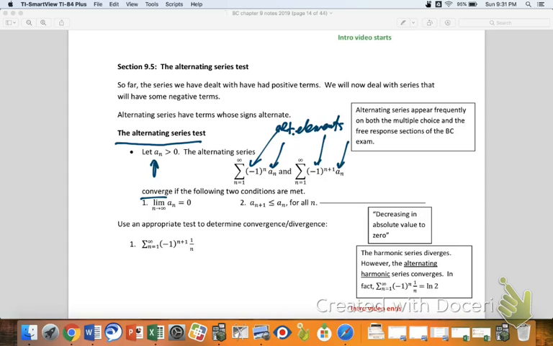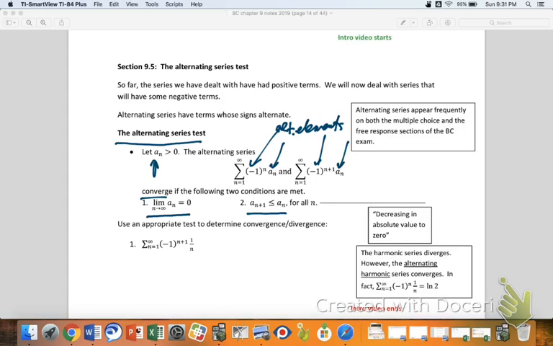The limit as n goes towards infinity of a sub n equals 0. That just means that the terms are heading towards 0, and for every term, the n plus 1 term is less than or equal to the nth term. In other words, as you progress from one term to the next, you see a pattern in which the terms are either equal or decreasing.